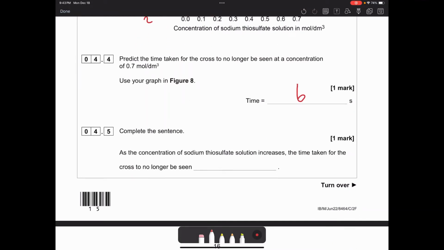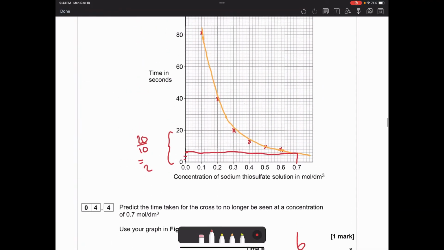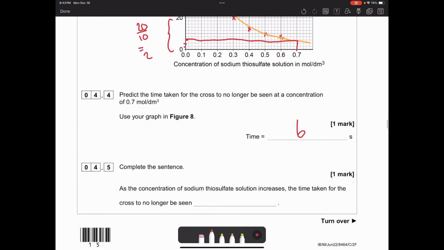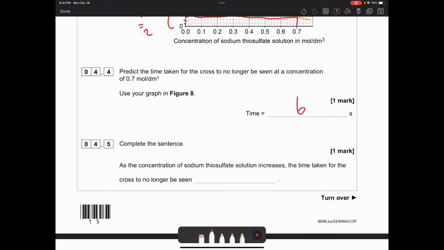Complete the sentence. As the concentration of thiosulfate solution increases, the time taken for the cross to no longer be seen, or what's happening to our time, is going down. So it's decreasing. Okay, so you would just leave it as just by saying decreases.